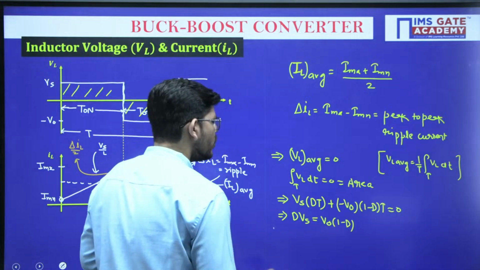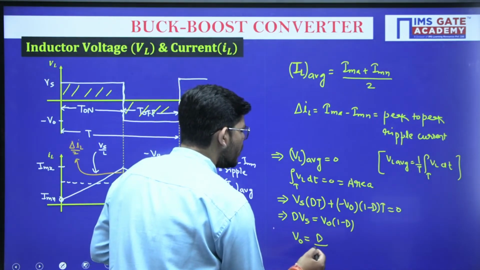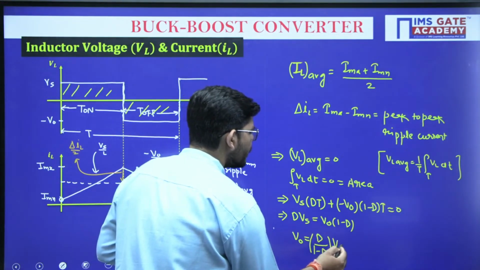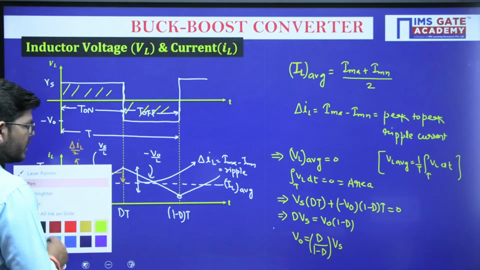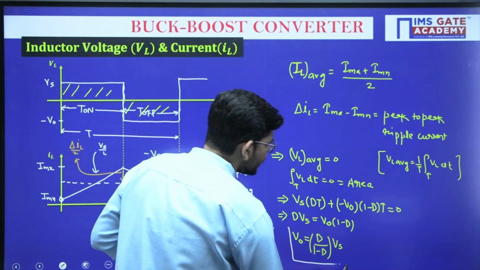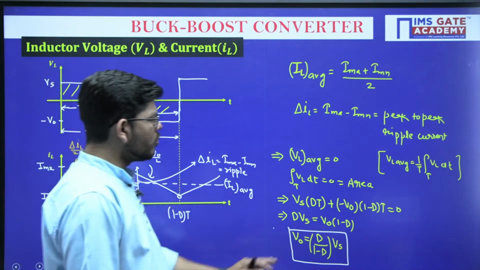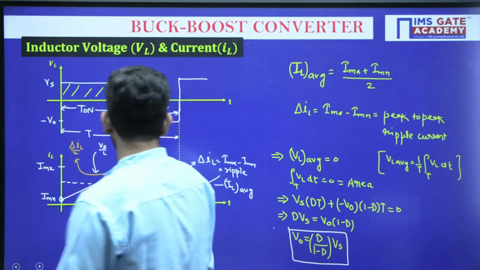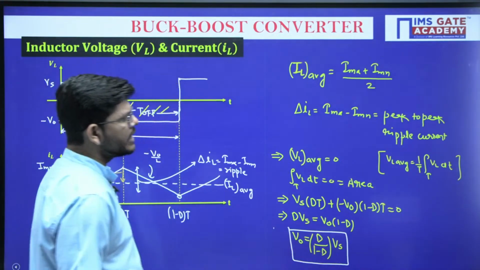So what we will obtain here is that V naught will be D upon 1 minus D times Vs. And that is the output voltage expression for the BuckBoost converter. So what expression have we obtained here? We have obtained that output voltage is D upon 1 minus D times Vs.